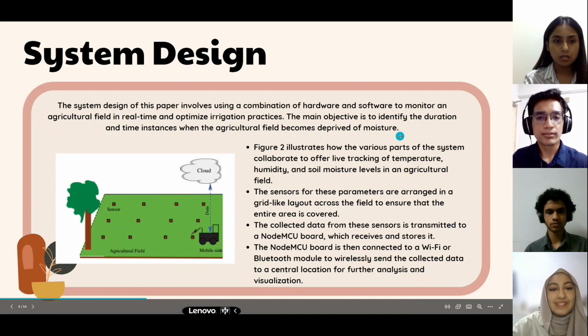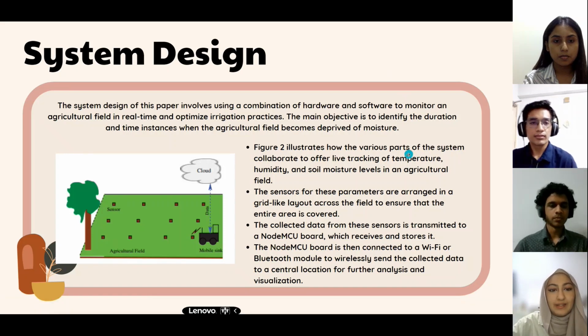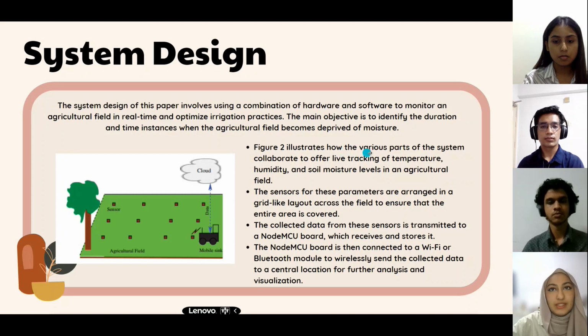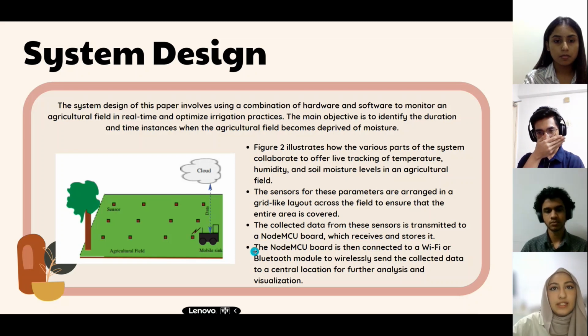Okay, so talking about the system design, everything that Adam mentioned is involved in the system design. It involves a combination of both hardware and software to monitor the agriculture field and optimize the irrigation practices. This figure illustrates how the whole system works. The sensors involved are temperature, humidity, as well as soil moisture levels.